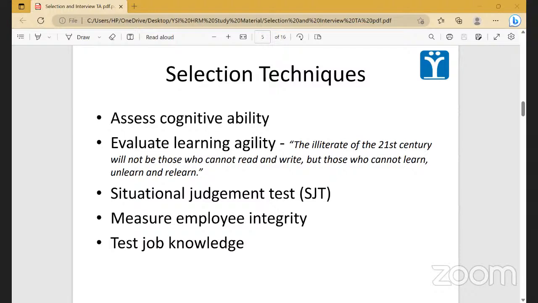A lot of companies create specialized tests according to different job roles, and then you can buy them and do that. Right? So these are a few selection techniques.